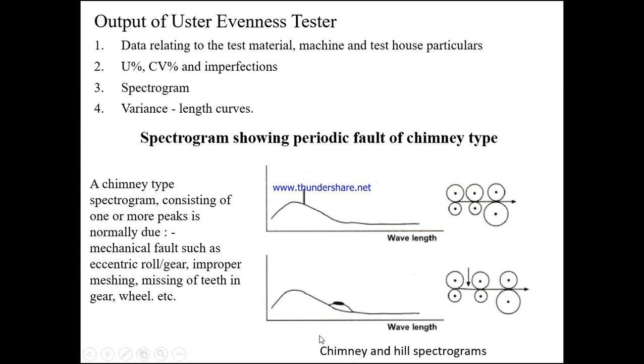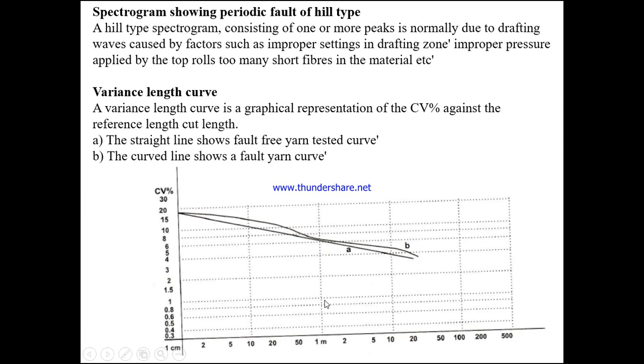Then another type of spectrogram, which is the bottom one. Here we will see the chimney is not there, but still a bump is obtained. A hill is obtained. It is called a hill type spectrogram, or bump type spectrogram. If a hill type spectrogram is obtained, that is due to the drafting wave.